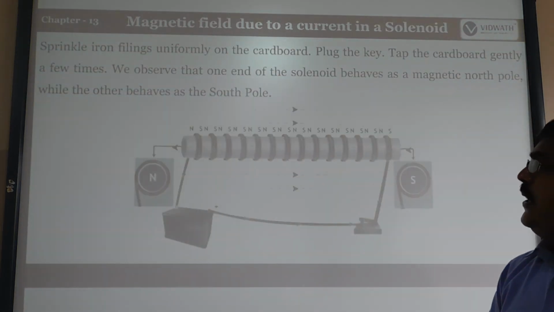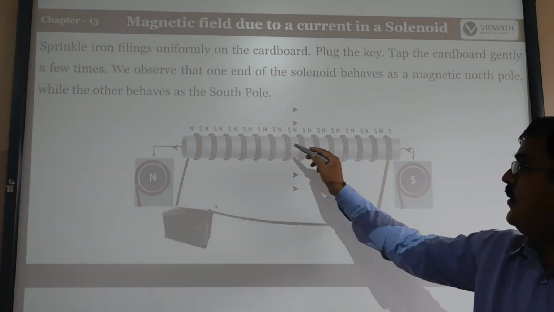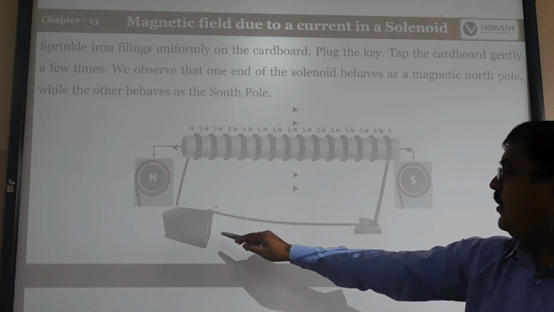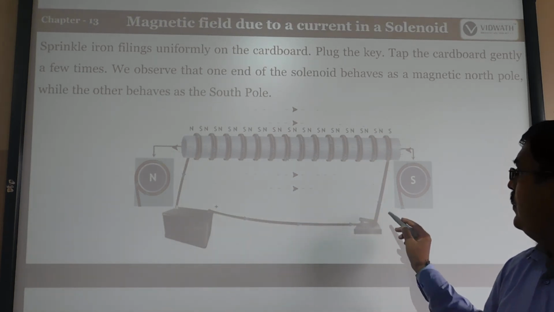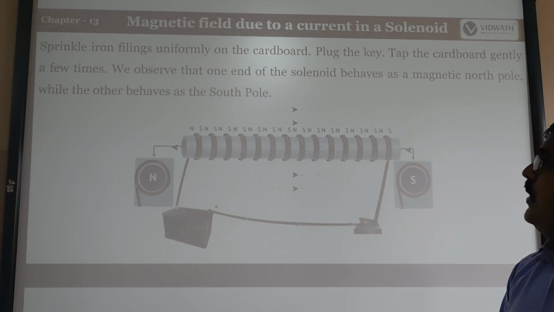Sprinkle some iron filings here. This is the solenoid you can see. This is the number of turns of the coil. This is the battery. This is the plug key. This is the direction. Sprinkle some iron filings on the cardboard and plug the key. Tap the cardboard a few times. You observe that the opening of the solenoid behaves like a magnet.